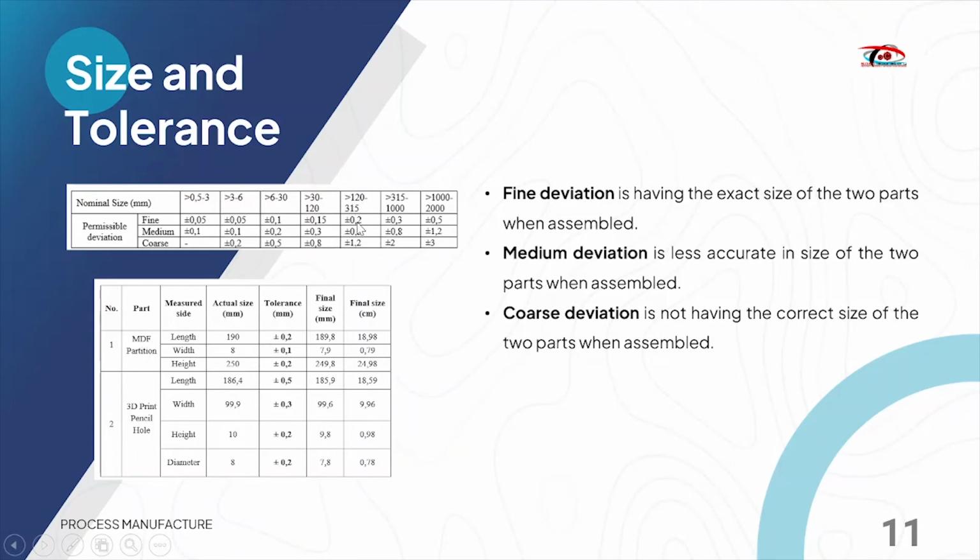So we will use the fine permissible deviation. So we will take the 1.2 in the tolerance. So the final size, if we use the lower deviation, we have 189.8, and the final size in centimeter is 18.98, like that.